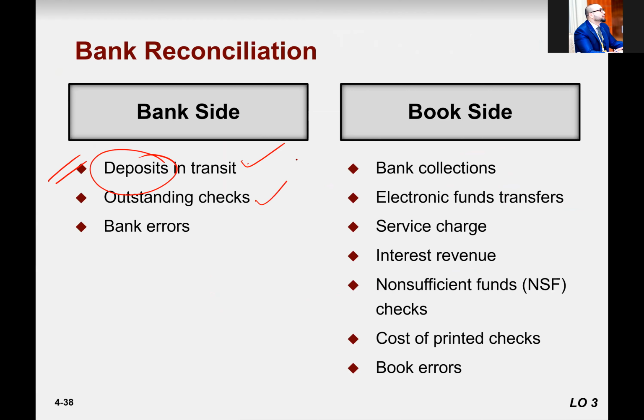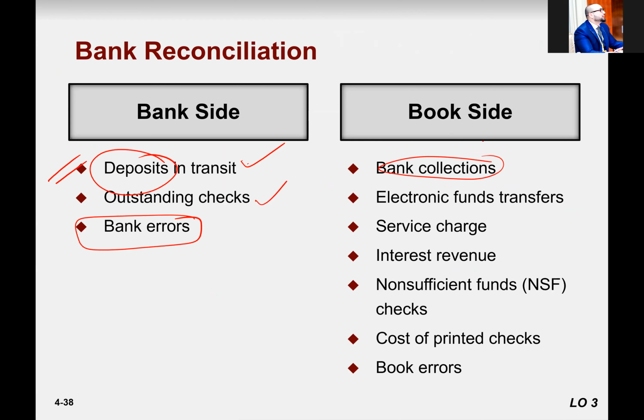Outstanding checks. You write down checks, but the customer did not present them to the bank. This can be a difference. And then the banking errors. Banks are also run by humans, and humans can make mistakes, right? We cannot expect mistakes from computers, but we can expect mistakes from humans, right?